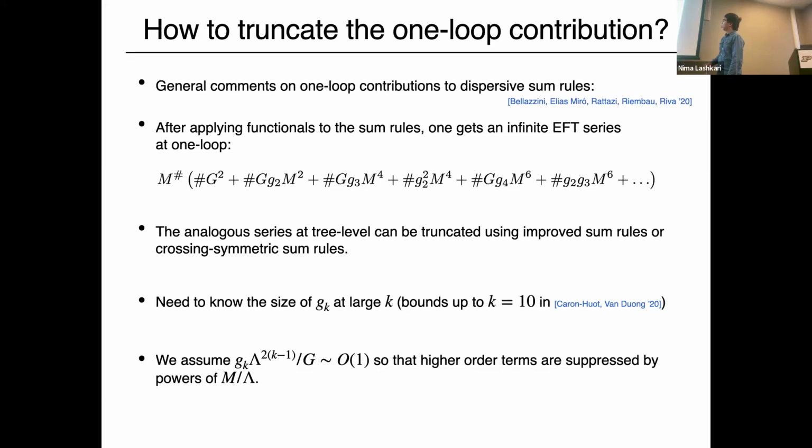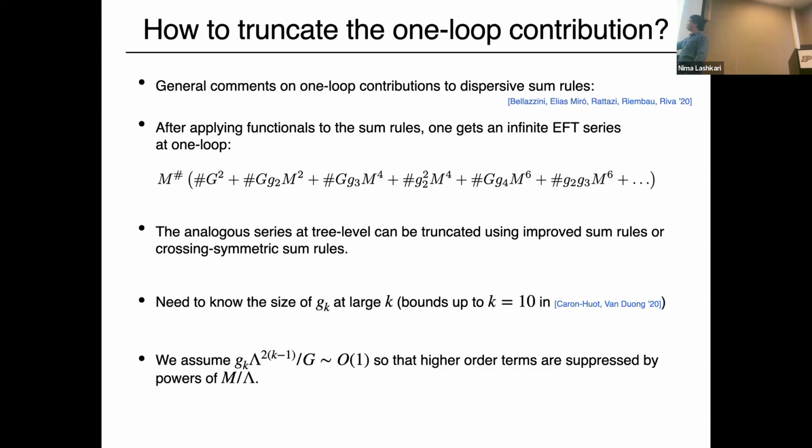And so the best you can hope to do is to truncate this sum, and then make some estimate for the thing you throw away. That makes an estimate of the error, and that requires knowing the size of these GKs at large K, which is an interesting problem on its own. There have been some bounds obtained up to K equals 10, and presumably even at parametrically large K, you can obtain some analytic bounds. But we're not going to do that here.